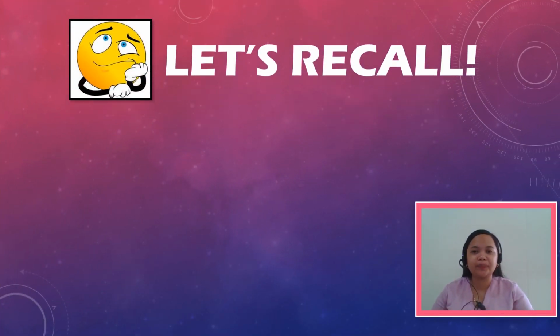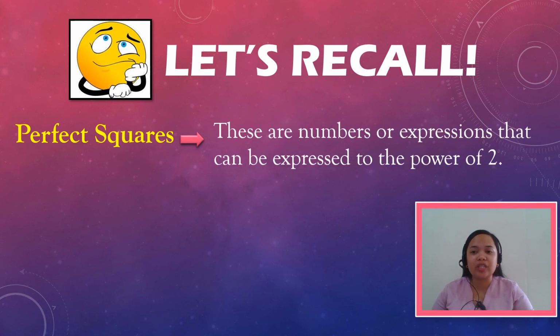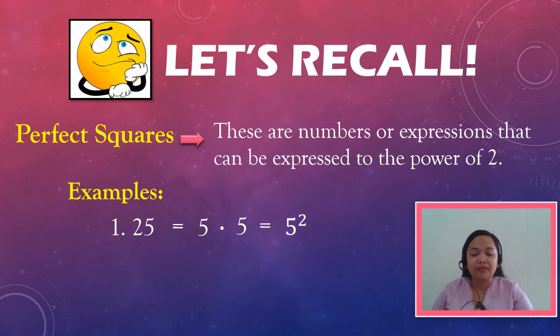Let's recall. What is a perfect square? These are numbers or expressions that can be expressed to the power of 2. Examples. Number 1. 25 is considered as a perfect square. Why? Because 25 can be expressed to the power of 2 by multiplying 5 times 5. We can rewrite this one as 5 raised to 2. Therefore, 25 is a perfect square.